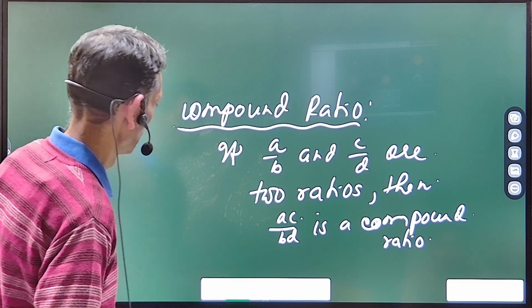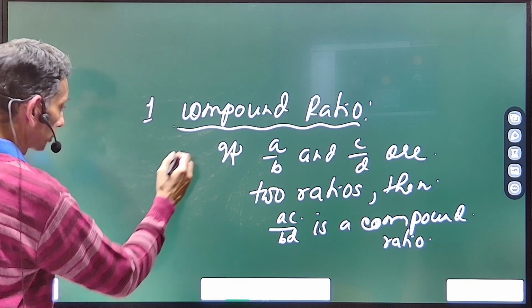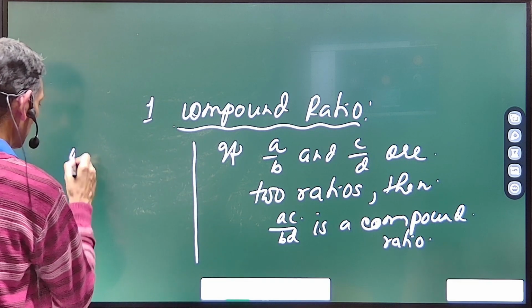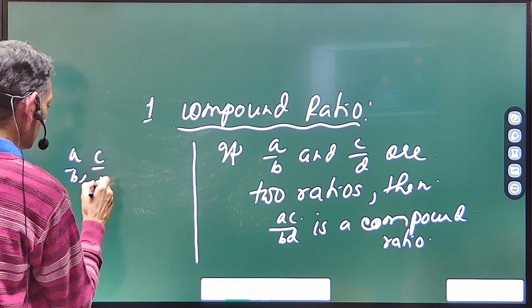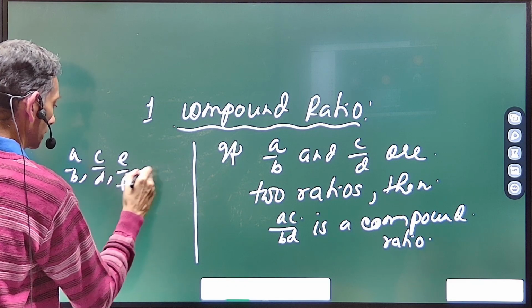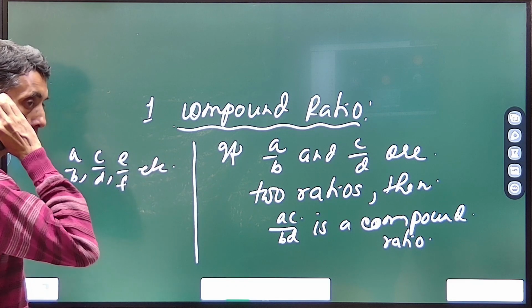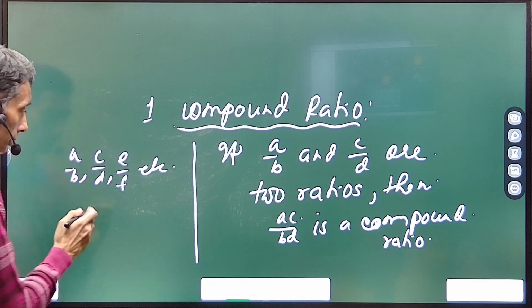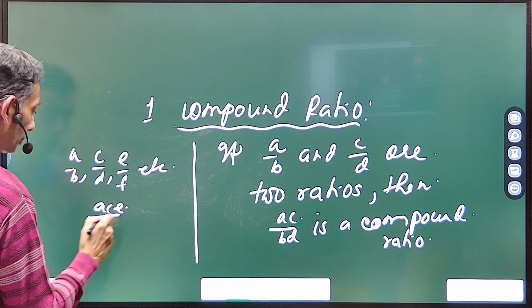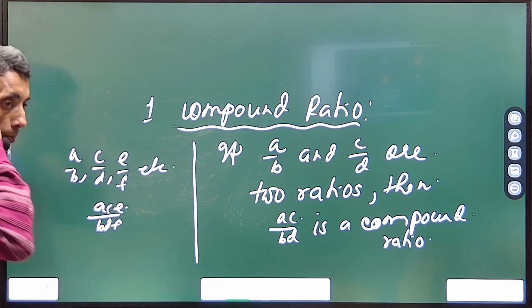And if you take more ratios, A by B, C by D, E by F, etc., how to find a compound ratio? You can multiply the numerators, say ACE divided by BDF. You can multiply like this.